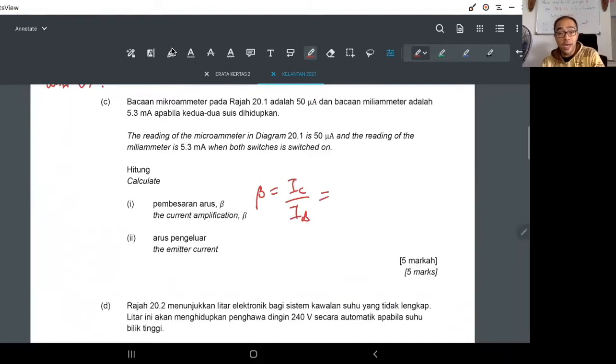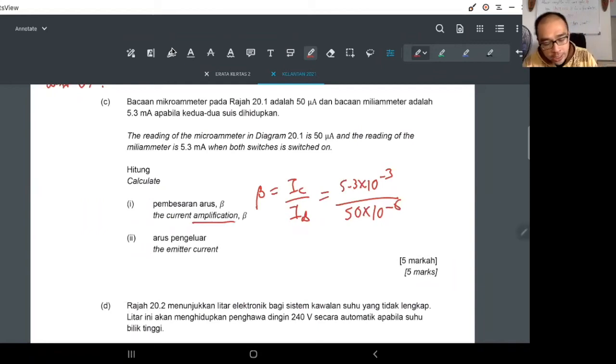So IC over IB will be 5.3 times 10 to the power of -3 over 50 times 10 to the power of -6. Remember to change to milli and micro. And remember it is amplification, so the bigger one has to be on top. 5.3 times 10 to the power of -3 is bigger. The smaller one is at the bottom. So you get about 106.